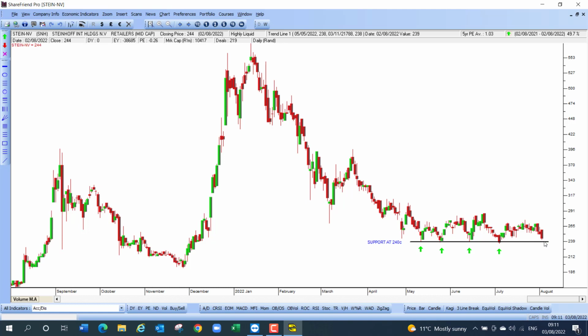Obviously, it's speculative. They still have very high debt levels, but they have managed to negotiate a settlement with their shareholders over their accounting irregularities. So it's one to look at.